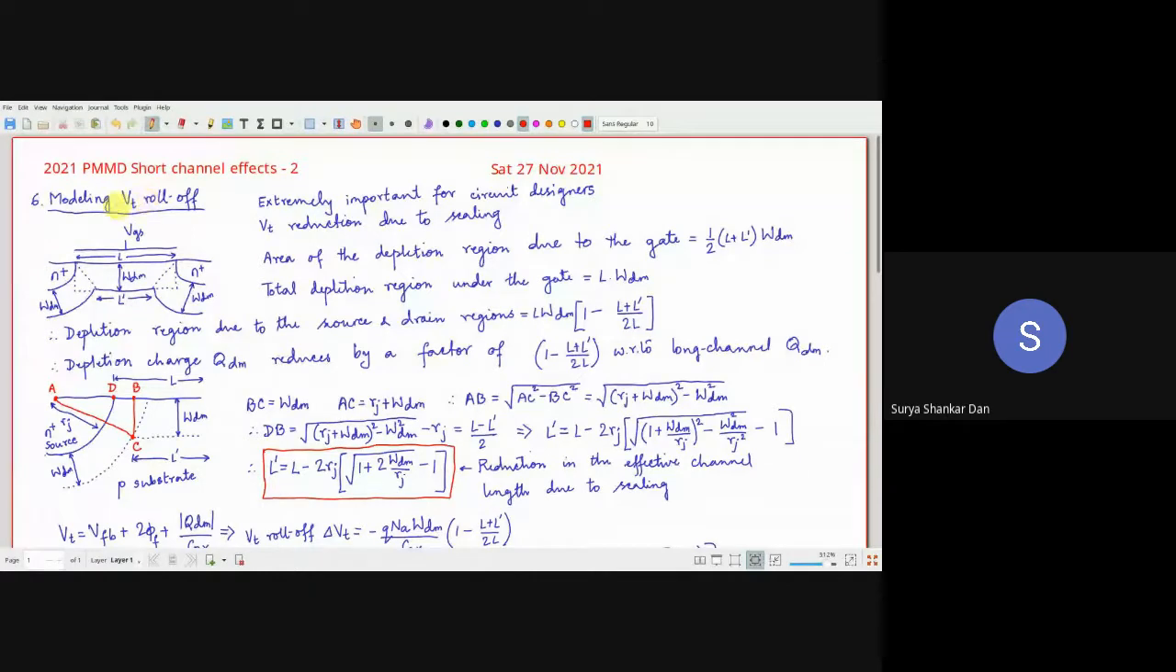For example, in our previous lecture we had already discussed physically what is the meaning of the VT roll-off. VT roll-off simply means that the threshold voltage will decrease with scaling technology. But we did not specifically mention the reason behind it. Today we are going to investigate the VT roll-off in a mathematical fashion.